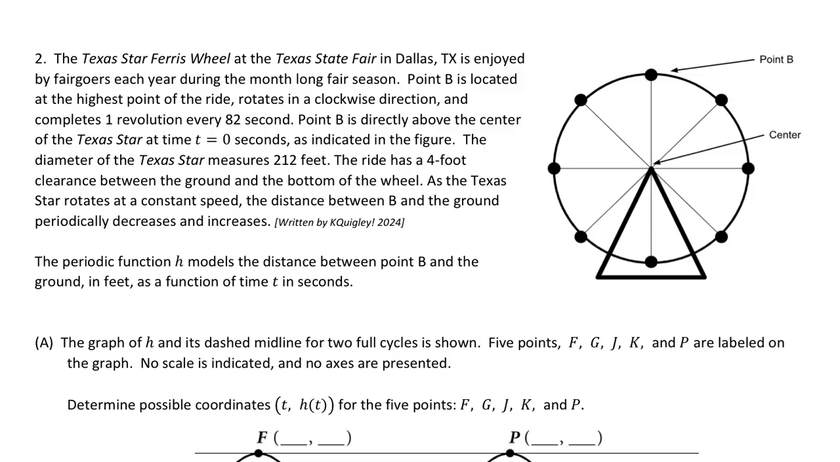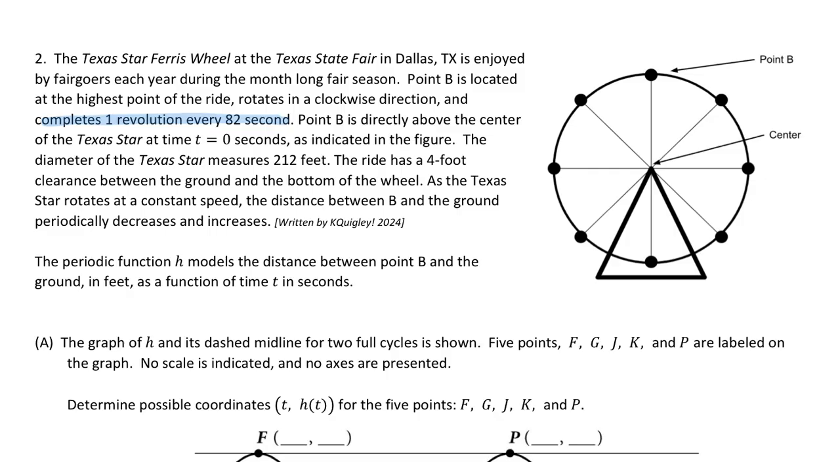It says, the Texas Star Ferris wheel at the Texas State Fair in Dallas, Texas is enjoyed by fairgoers each year during the month-long fair season. Point B is located at the highest point of the ride, rotates in a clockwise direction, and completes 1 revolution every 82 seconds. When you see something about time, you're going to highlight it blue, because the time is going to give me information about the period of this function.